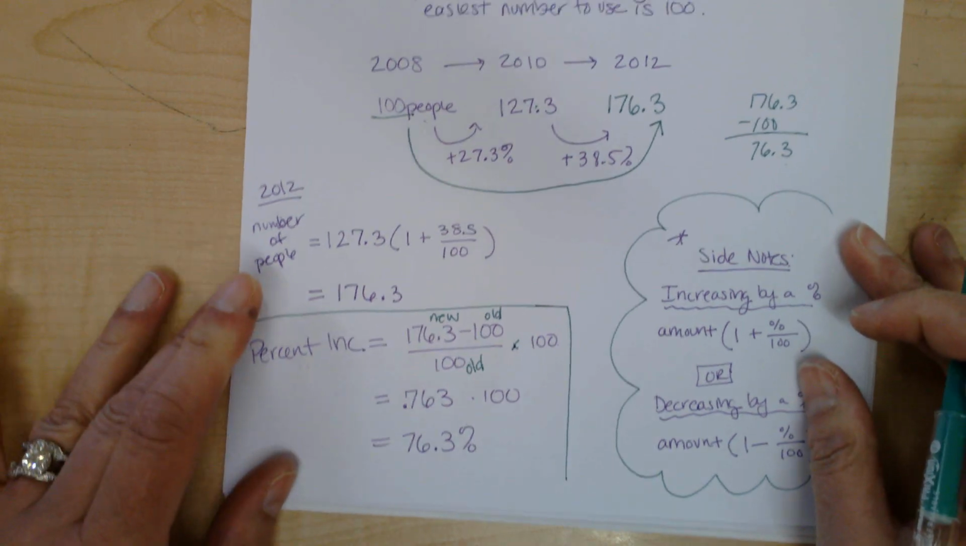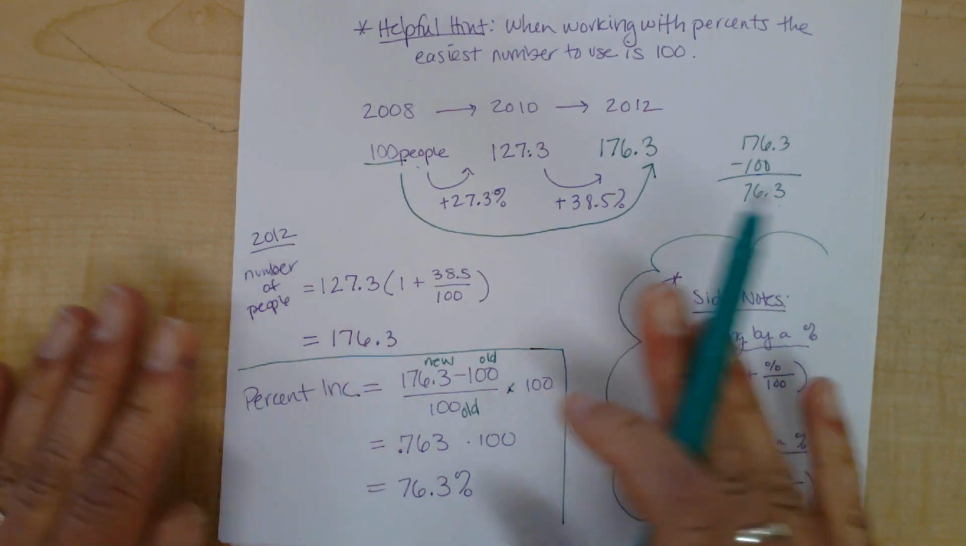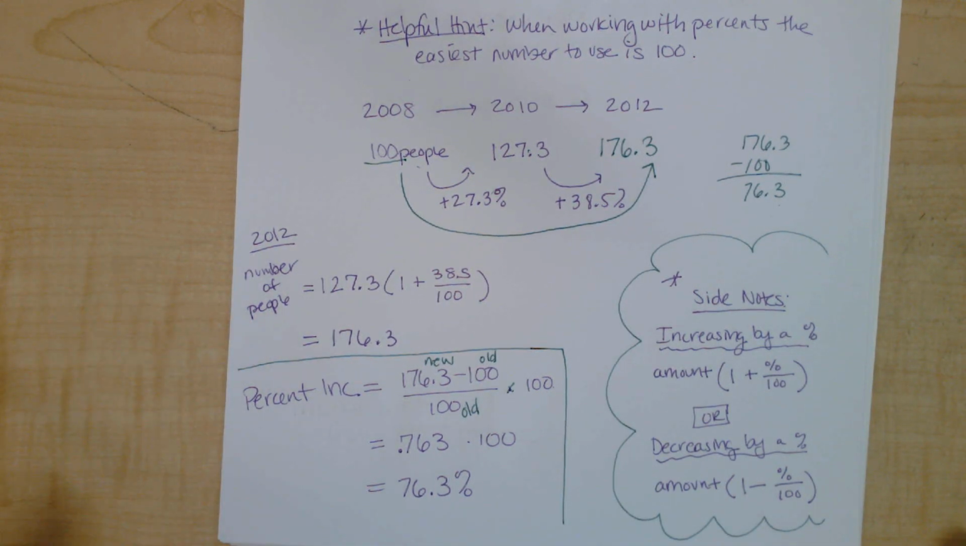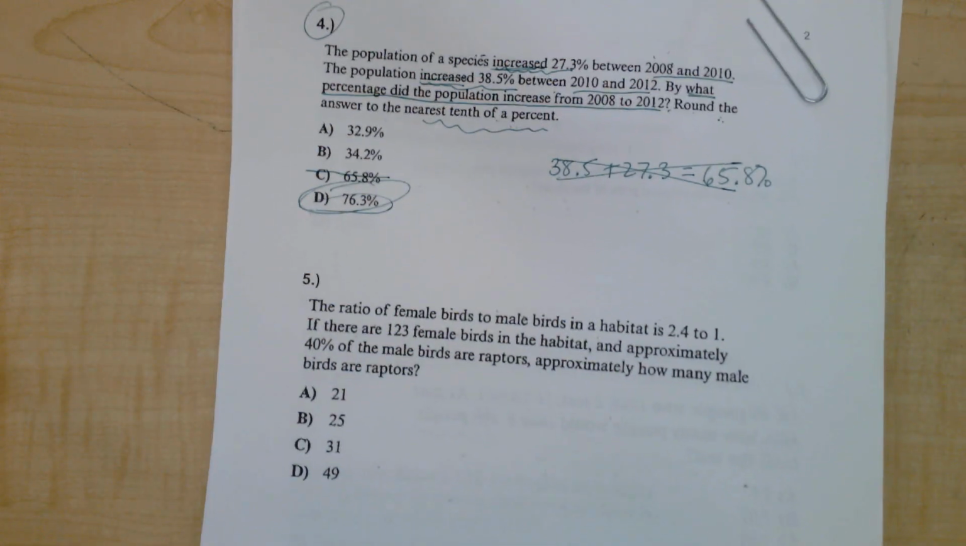So a lot of work, as you can see, went into doing the problem. We did use a strategy in the beginning, which did allow us to take an educated guess. So sometimes that might be the best way to go, especially if you're pressed for time. Okay, let's go on to number 5.